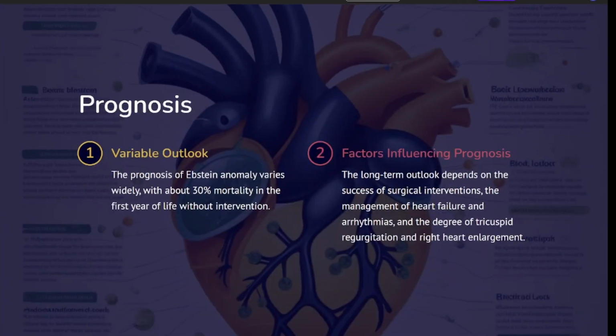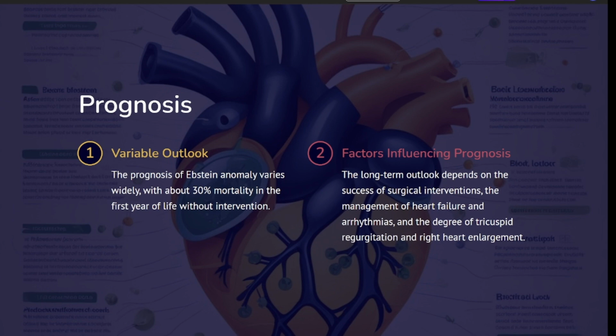Prognosis. The prognosis of Ebstein anomaly varies widely, with about 30% mortality in the first year of life without intervention. The long-term outlook depends on the success of surgical interventions, the management of heart failure and arrhythmias, and the degree of tricuspid regurgitation and right heart enlargement.